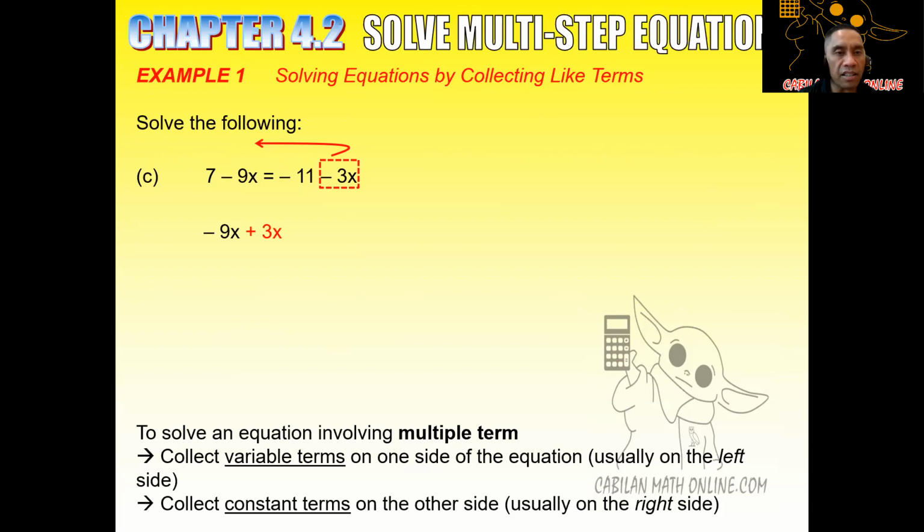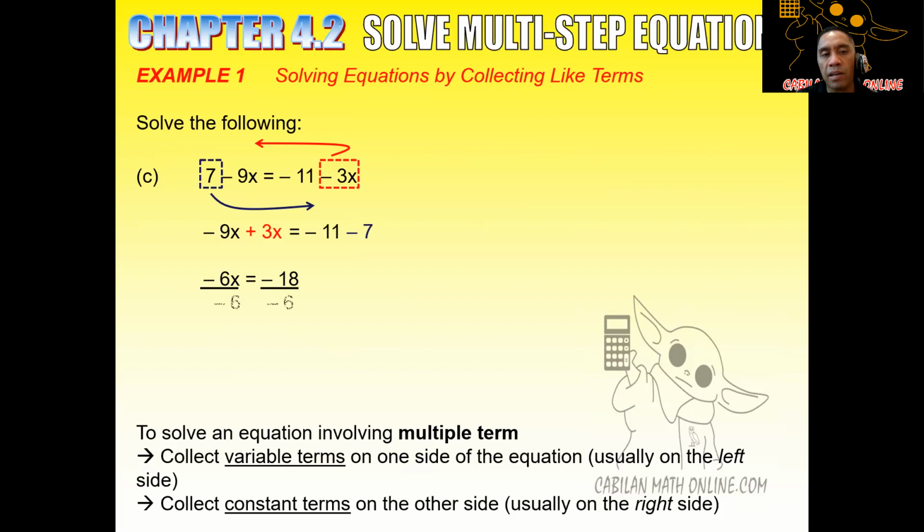Now you can take a look at this 7 over here. This 7 is now going to go to the other side and subtract itself from the negative 11 that's already there. Okay, so I've manipulated the two terms there in one step, just to show you that you can do two steps in one step, but there's really two steps that happen. And then negative 9x plus 3x gives me negative 6x. Negative 11 minus 7 gives me negative 18.